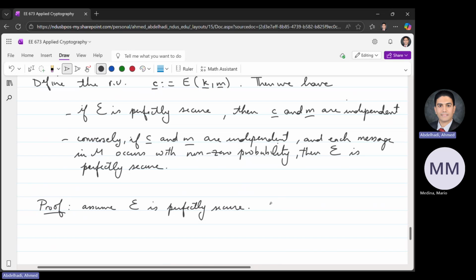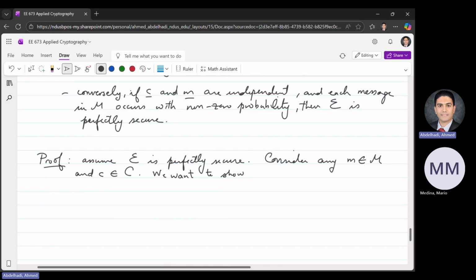So consider any M in the message set M and any C in the cipher set C. So any message inside the message set and any cipher inside the cipher set. What we want to show is independence. So how do we write independence in probability?